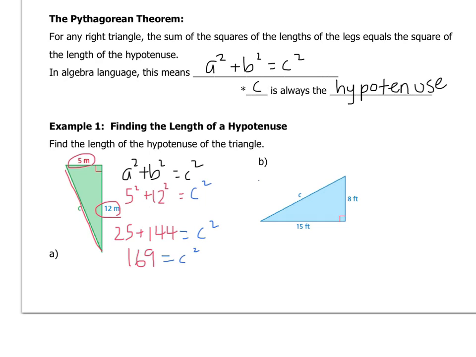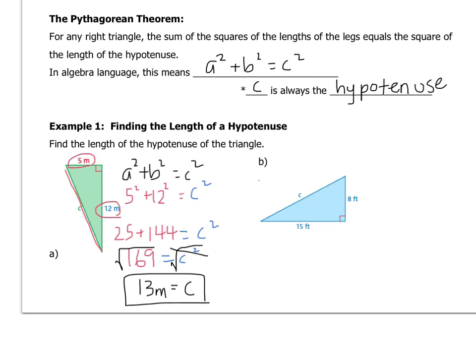Now, in an earlier lesson, we learned that the opposite of squaring is square rooting. So just like I would show division or I would show addition to remove the symbol, I'm going to show square rooting, and that cancels out the square. And then I have C equals 13. And let's put 13 meters.